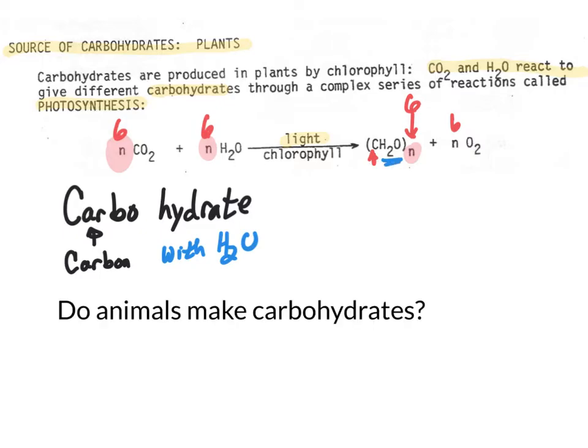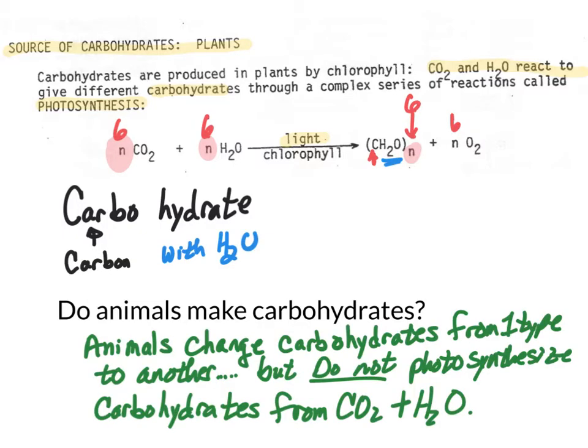Do animals have carbohydrates, and do we create carbohydrates? Yes to both of those. Animals have carbohydrates because they ate plants who created the original carbohydrates, and animals reform those carbohydrates into different forms that are used in the animal, but they don't create them from carbon dioxide.